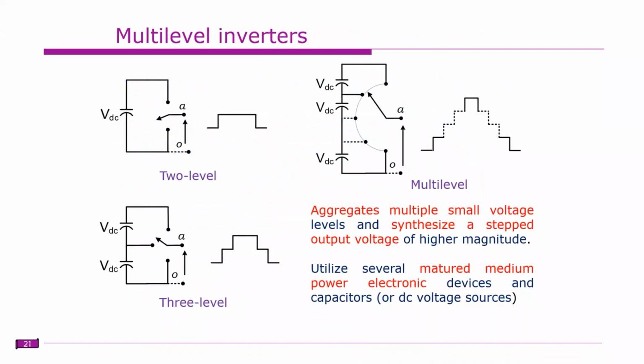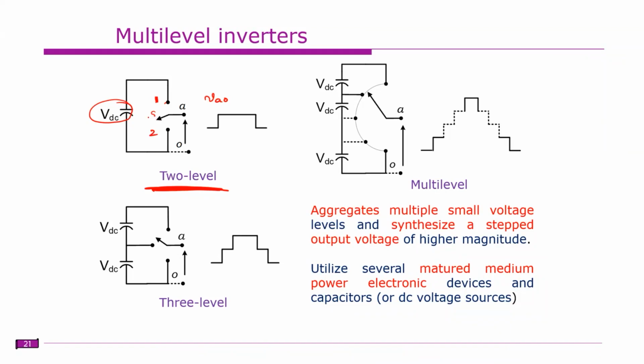So how is this multi-level voltage generated? Let us assume that we have something like this. Some mechanism is there. We have one DC source and one switch. Let us assume this is the 0 point and this is A. This is the voltage between A and 0. Let us assume this switch position 1 and this switch position 2.